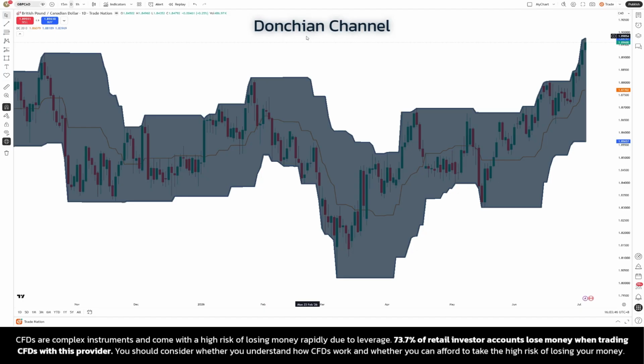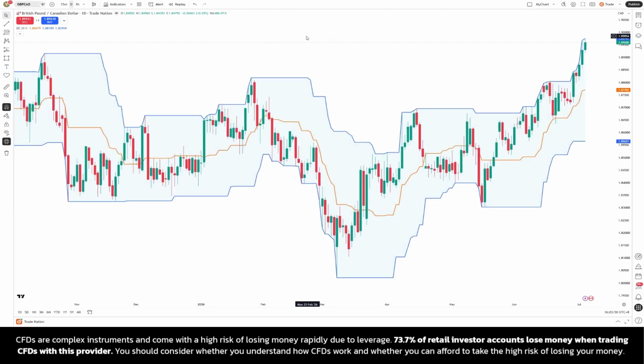Donchian channels are used to show the highest high and the lowest low over a selected lookback period. The indicator creates a channel around price, with an upper band marking the recent high, a lower band marking the recent low, and a middle line showing the average between the two.